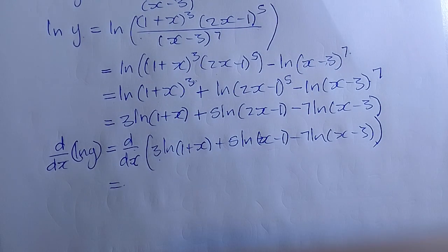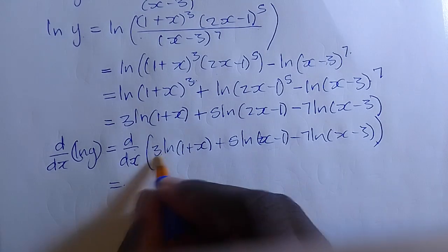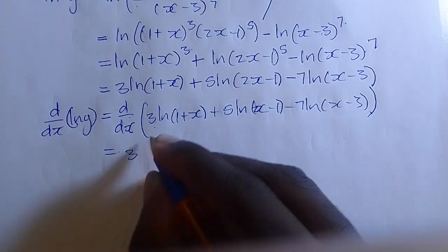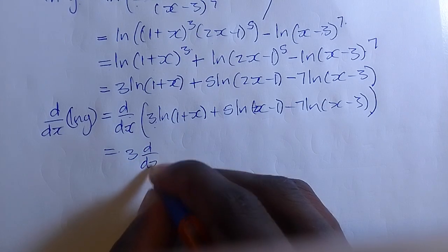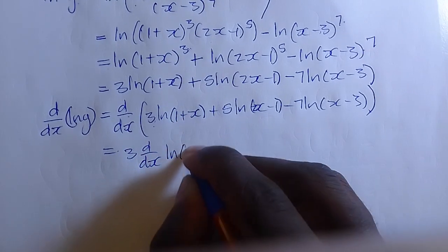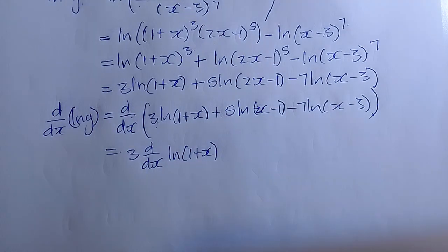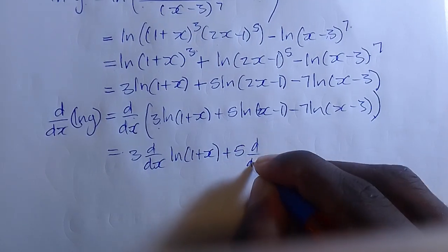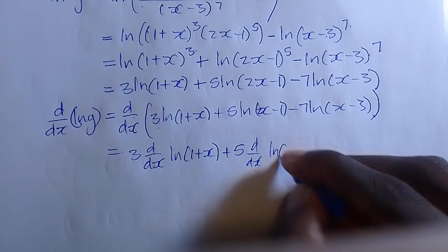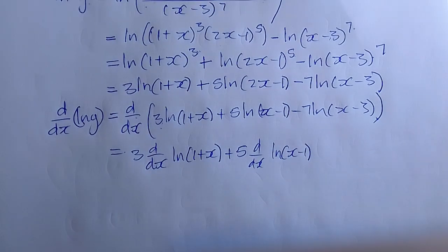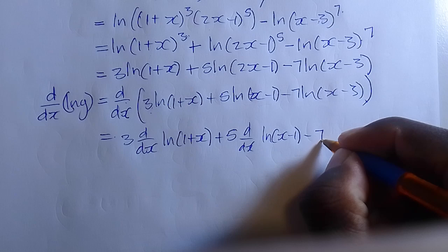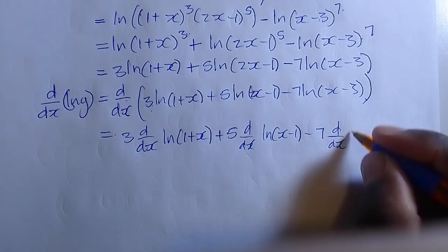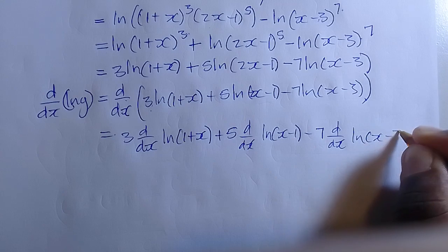Now the derivative sign can be distributed, and we'll take the constants out of the derivative sign. So it'll be 3 d/dx of ln (1 plus x), plus 5 d/dx of ln (2x minus 1), minus 7 d/dx of ln (x minus 3).